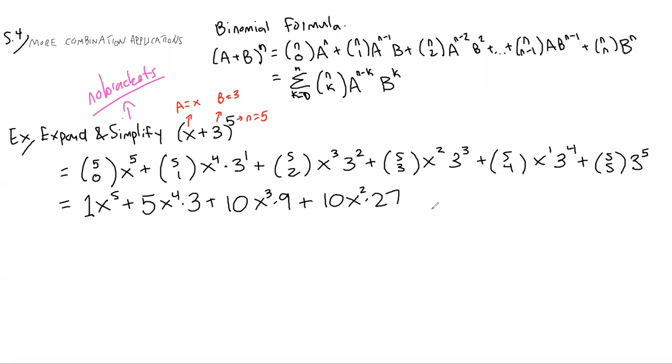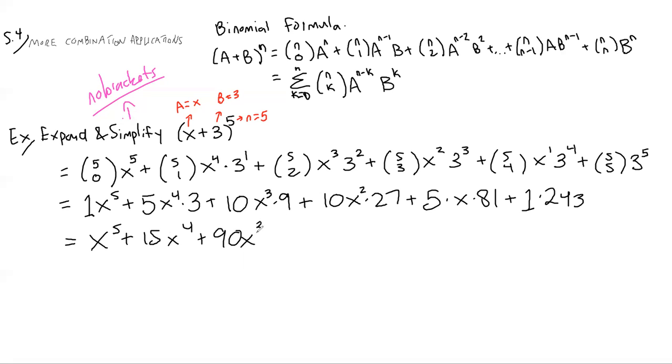And then 3 to the 3 is 27. 5 choose 4 is 5. And then I'll get x times 3 to the 4 is 81. And 5 choose 5 is 1. And 3 to the 5 is 243. And so I'm just going to clean this up by tidying up those numbers. So I have x to the 5 plus 15x to the 4 plus 90x cubed plus 270x squared plus 5 times 81 should be 405x, and then plus 243.